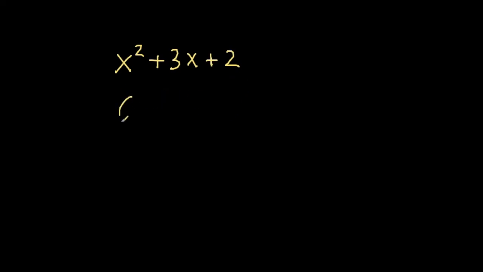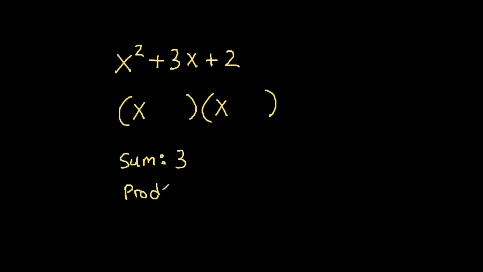Well, we just open up two sets of brackets. All right, we keep x as the first term in both sets of brackets, and this will give us the x squared, right? And whatever numbers we put here, they're going to determine the rest of the expression. Okay, so we want two numbers that add up to 3 and multiply to 2. Okay, so let's write that down. Sum. We want the sum of those numbers to be 3 and their product to be 2.